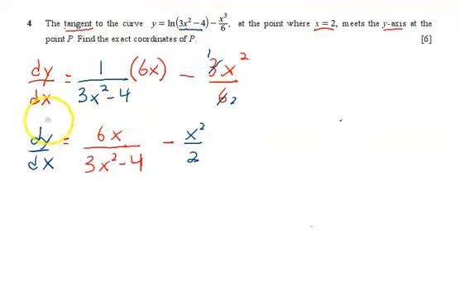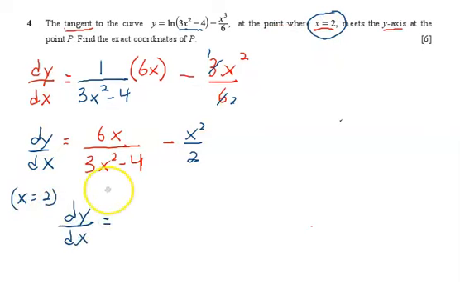Now let us substitute x equals 2. When we substitute, we get dy/dx as, I'll be doing the working here, 12 over 3 times 2 squared. 2 squared is 4, 4 times 3 gives 12, so 12 divided by 4, and here 4 divided by 2.